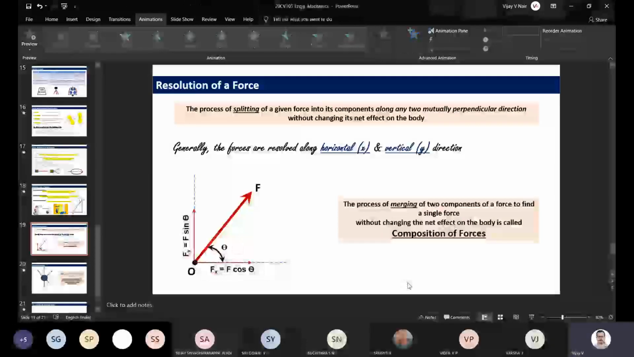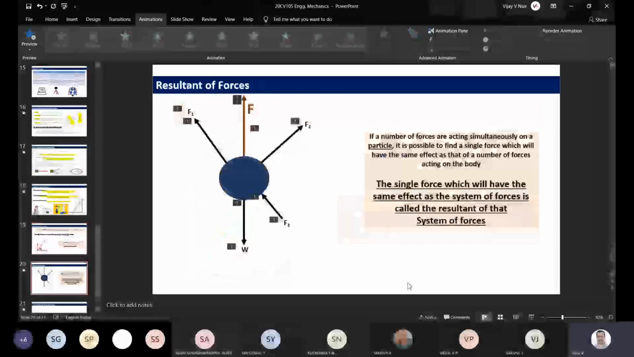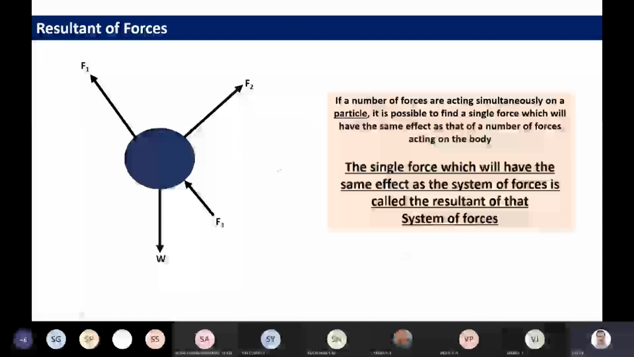So this is regarding the resolution of a force, and we will just see what is meant by the resultant of a force. So this is somewhere related to your basic principles of engineering mechanics. So we will see how this works. So basically, if a number of forces are acting simultaneously on a particle, say for example, this is a particle under consideration. So what is meant by a particle? You have already seen this in the previous class. What is meant by a particle?